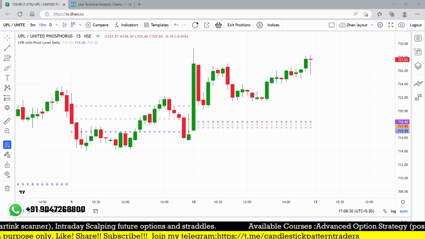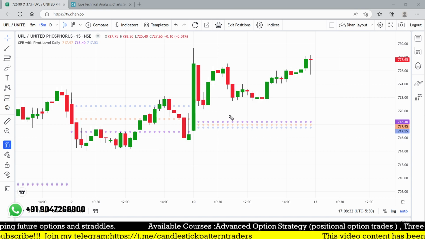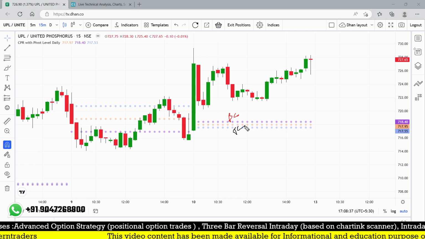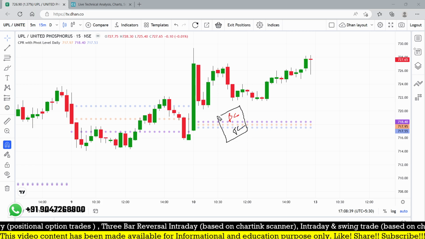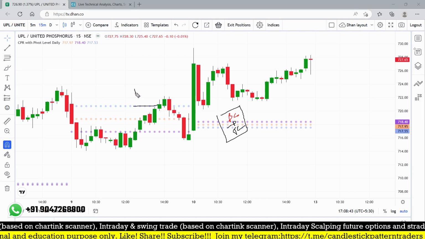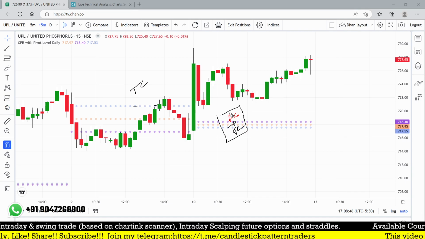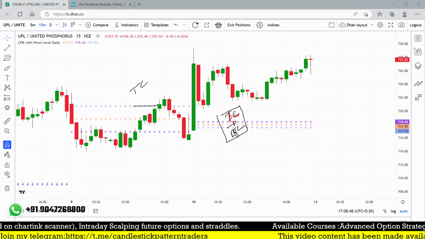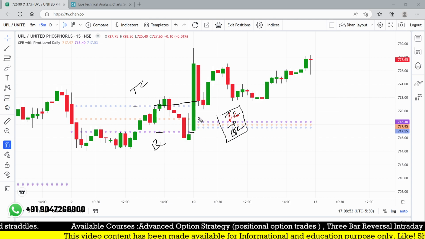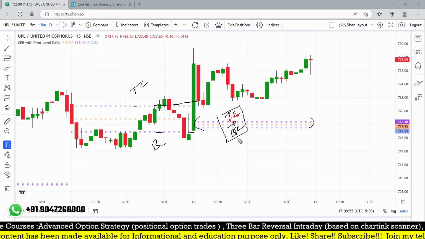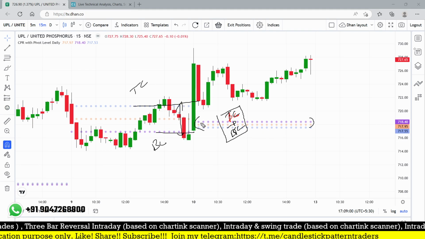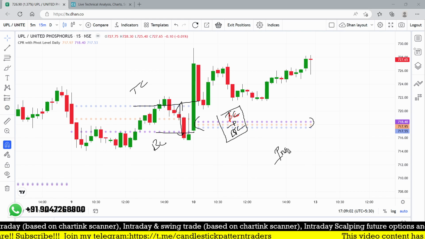Look at that. The current day's BC and TC are both inside the previous day's range, between the previous day's TC and BC. So you can see the entire Camarilla and the entire pivot, the CPR central pivot range, is inside the previous day's range. This is called an inside CPR.